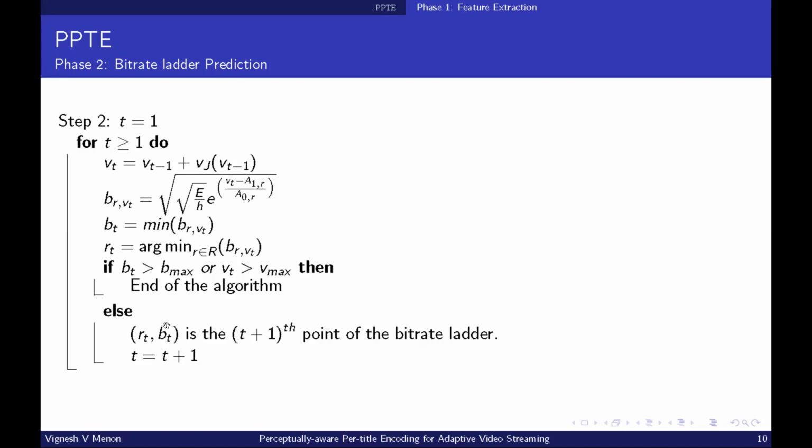This process is done iteratively until the BT is greater than or equal to Bmax, or if VT is greater than or equal to the maximum VMAF.